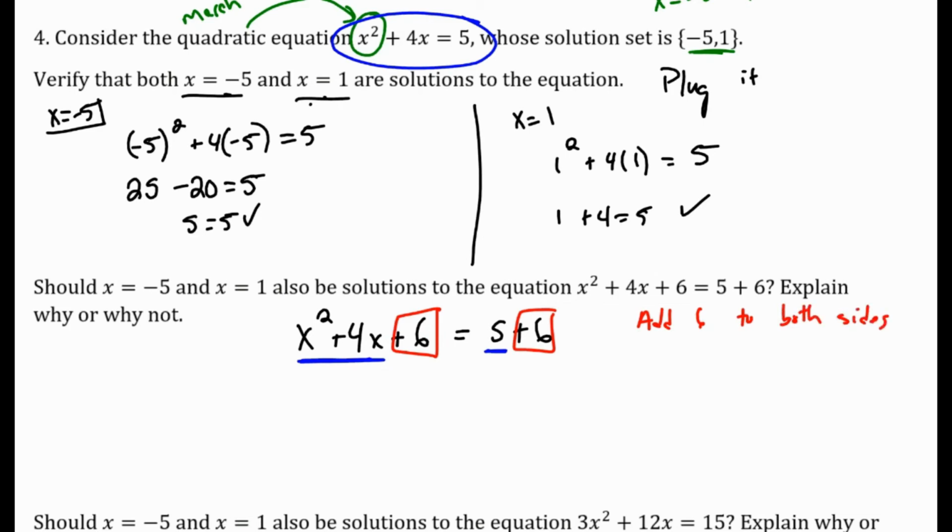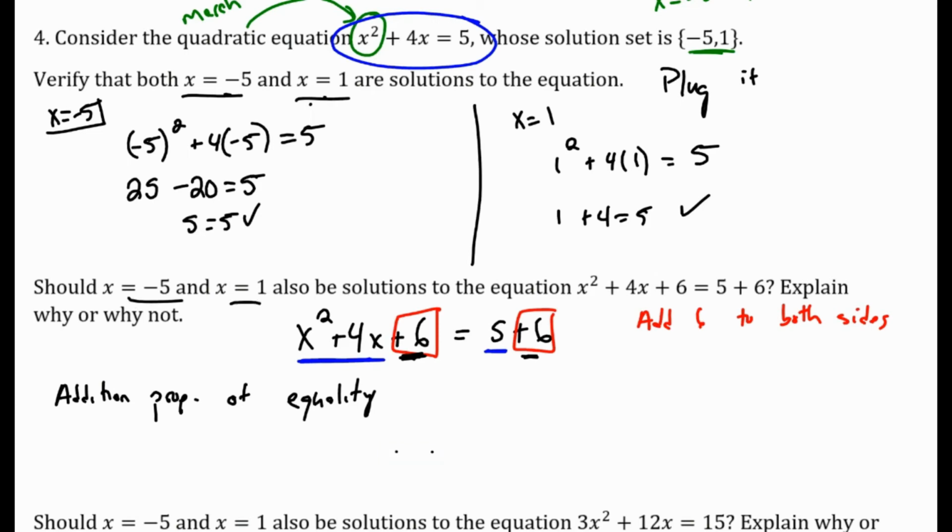And that's a legal move in mathematics. We can add the same quantity to both sides. This is called the addition property of equality. And the addition property of equality says I can add a 6 to this side of the equation, but if I add the 6 to one side of the equation, I have to add the 6 to the other side. Otherwise, I change the solutions.